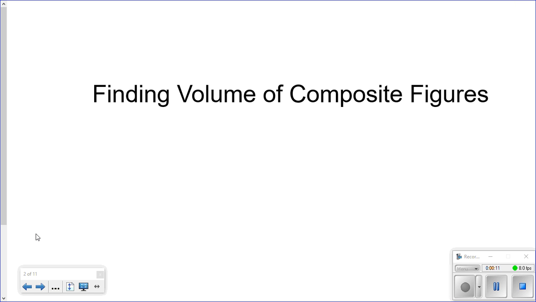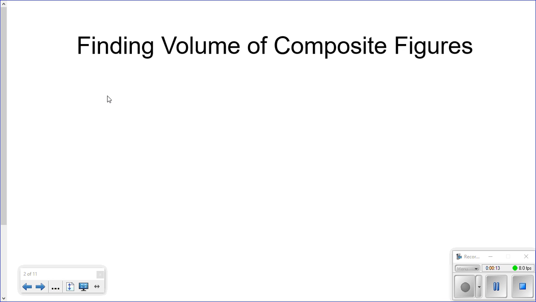Alright, finding volume of composite figures. The first thing I want to do is talk about finding volume. Volume is not the area of all spaces, that's surface area. Volume is how much one can hold, remember? How many blocks it can hold, how many cubic feet it can hold, that's what we're talking about today.